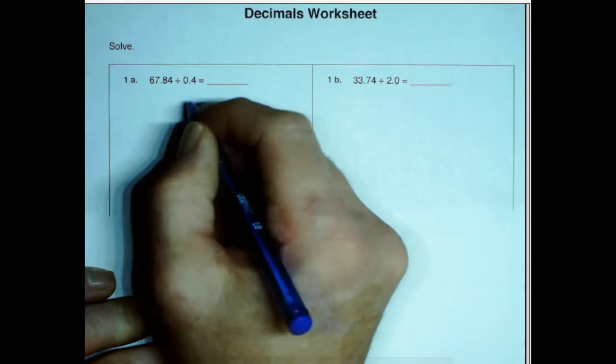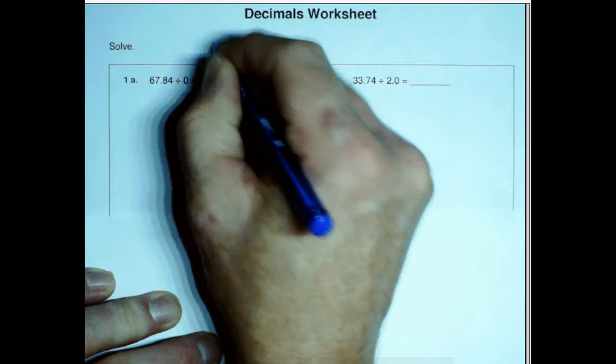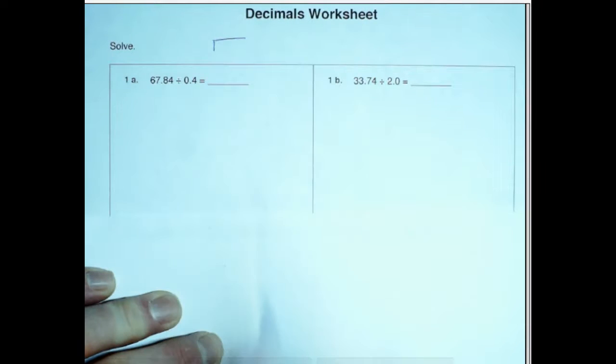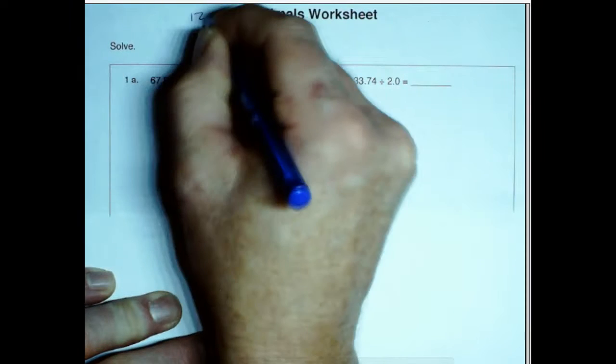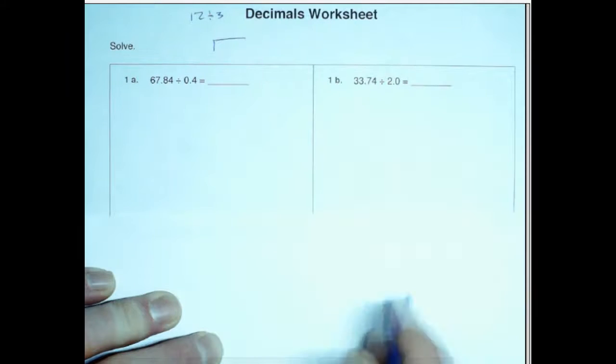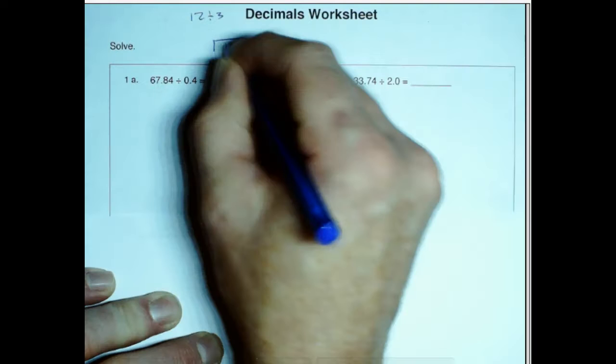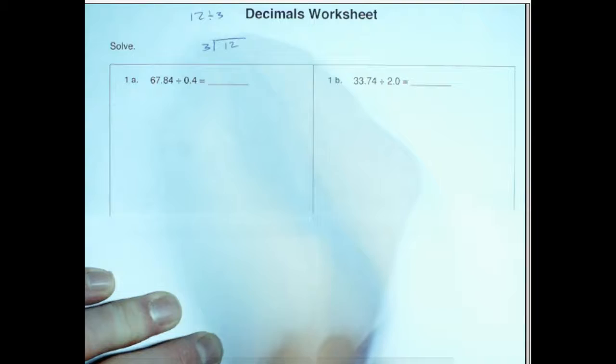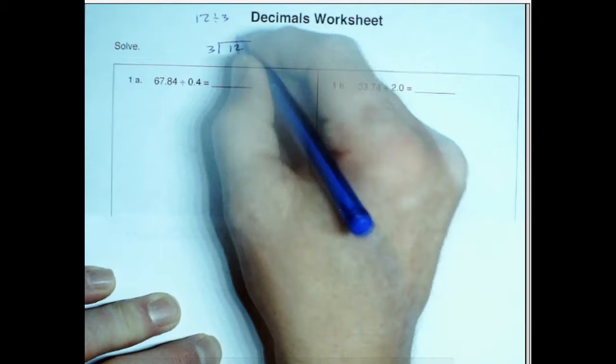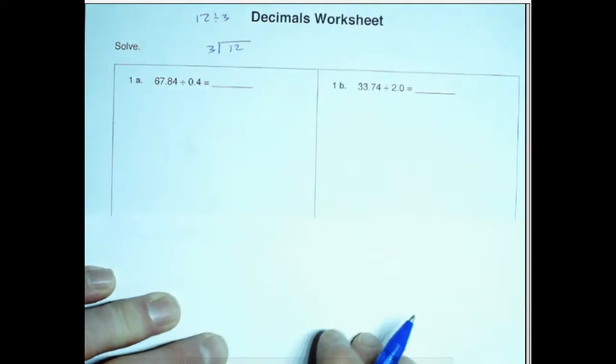All right, first thing you need to do is set up your division problem. So I first want you to think about the problem 12 divided by 3. If you had 12 divided by 3, you would put 12 inside the bracket and you divide by 3 outside here, and your quotient or your answer would be up here for 4. Dividing decimals, it's the same way.